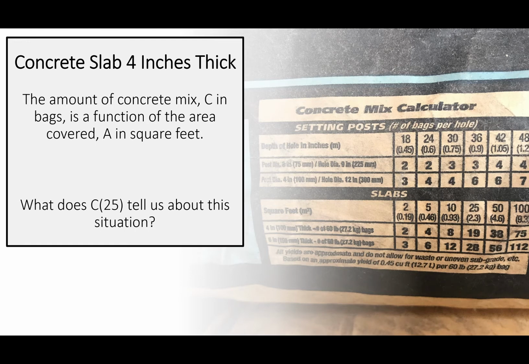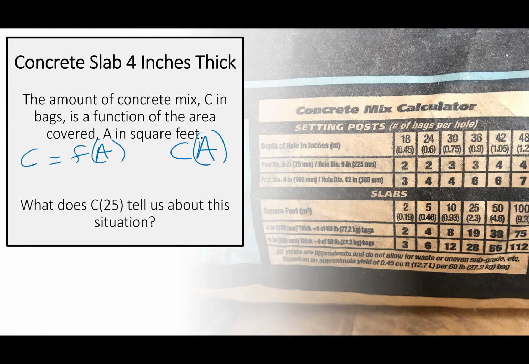Now, for our next example, let's say we wanted to pour a concrete slab. You want to pour a concrete floor for some reason, 4 inches thick. So the amount of concrete, C in bags, is a function of the area covered, A, in square feet. So we can express that C equals f of A or C of A. In either case, A is on the inside, that's the area, that's our input.